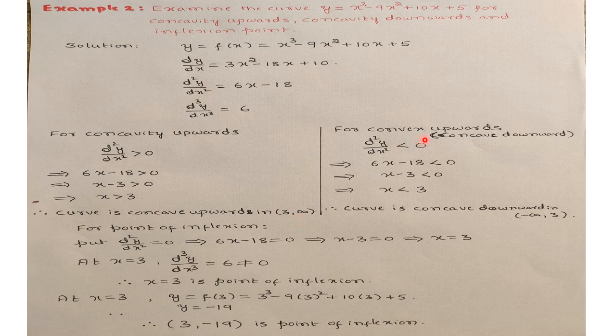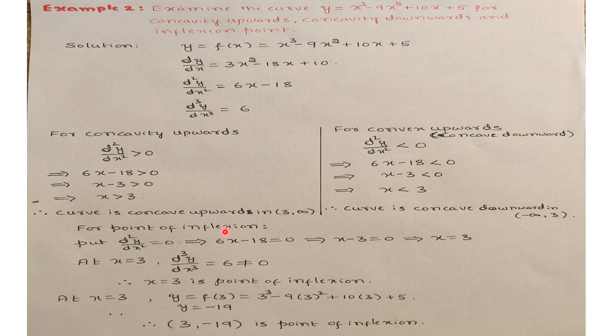Okay, next, convex upwards is the same as concave downwards. Both are the same. D square y by dx square is less than 0. Therefore, x minus 3 is less than 0, which means x is less than 3. For all x less than 3, the curve is concave downwards, in the interval minus infinity to 3. In the interval 3 to infinity, it is concave upward. In the interval minus infinity to 3, the curve is concave downward. That's all.